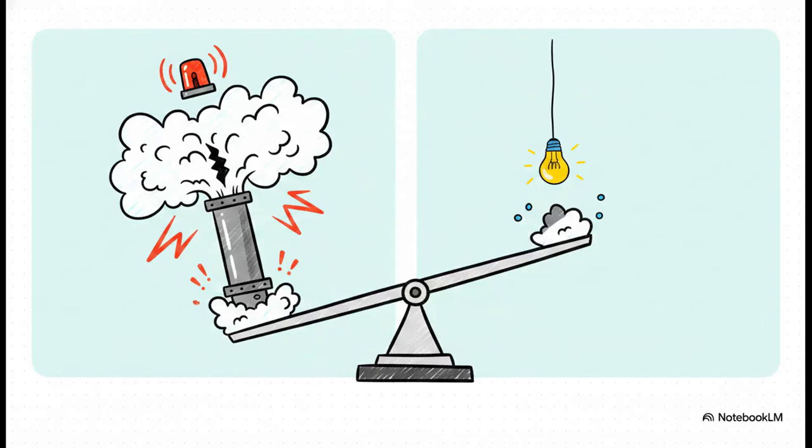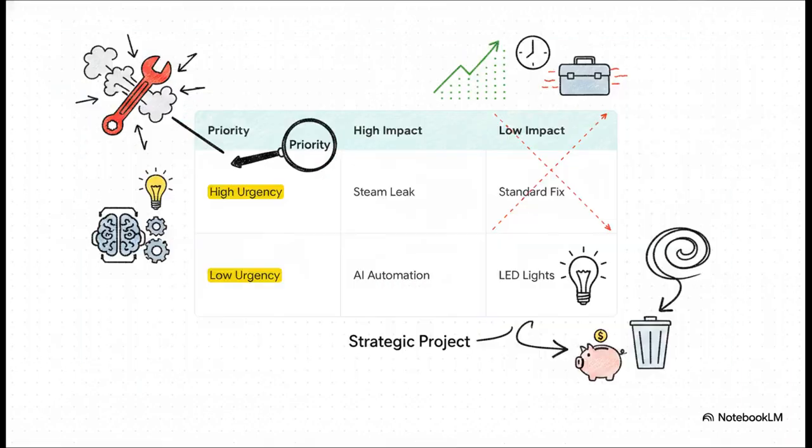To really anchor this in reality, let's contrast 2 extremes. Think about the massive difference between shutting down a highly hazardous, high-pressure steam leak on the floor versus, say, replacing the break room lights with LEDs next quarter. The steam leak? High urgency, high financial impact. You do it today. The LED lights? Sure, it saves a couple of bucks, but it's low urgency and low impact. It can totally wait. By mapping these decisions out, management can see exactly where to deploy their people first.